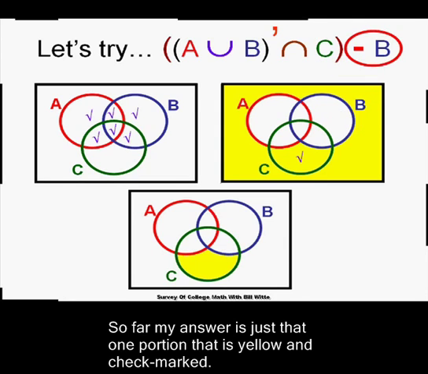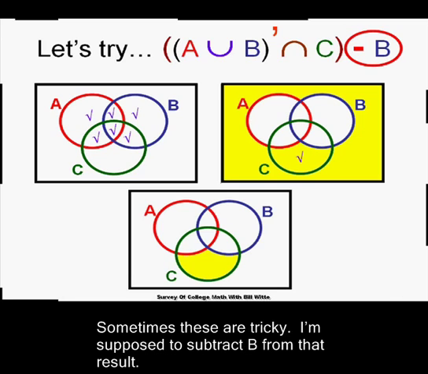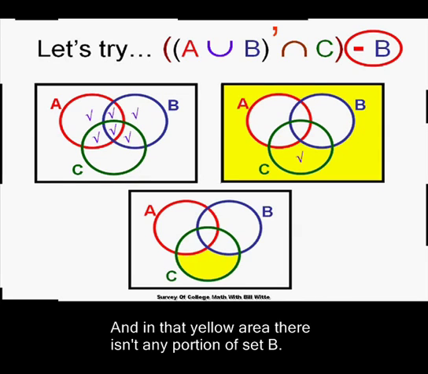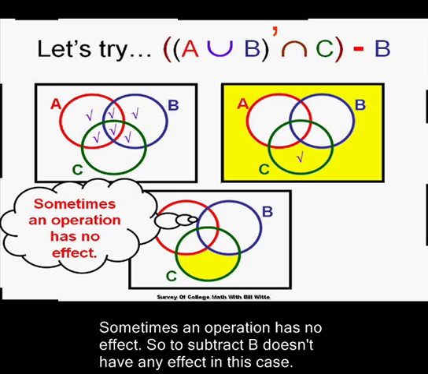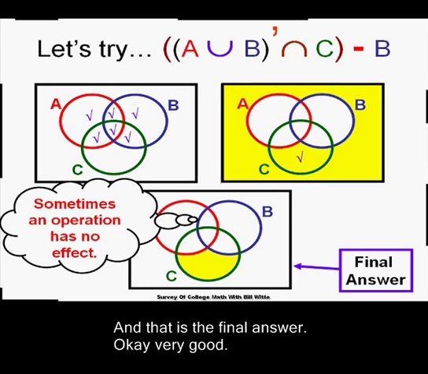I don't know. Sometimes these are tricky. I'm supposed to subtract B from that. Well, in that yellow area, there isn't any portion of B. Sometimes an operation has no effect. So don't think you're doing it wrong when you think you know what you're doing. You probably do. So subtracting B doesn't have any effect in this case. You've absolutely proved to yourself and to the audience that you deserve to be in this competition now. And that is the final answer there.